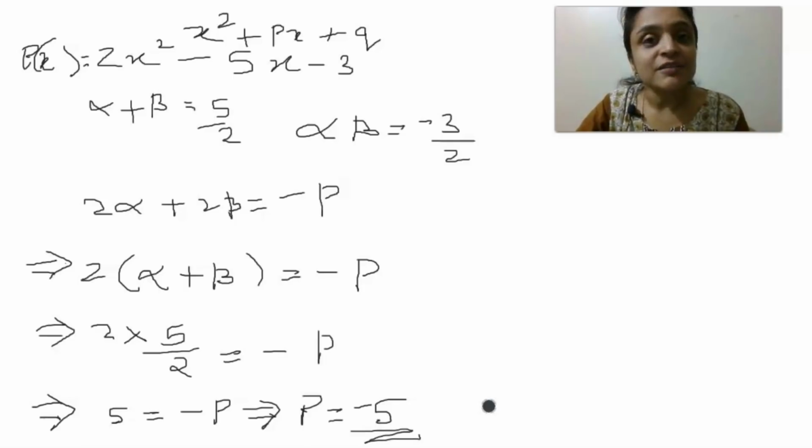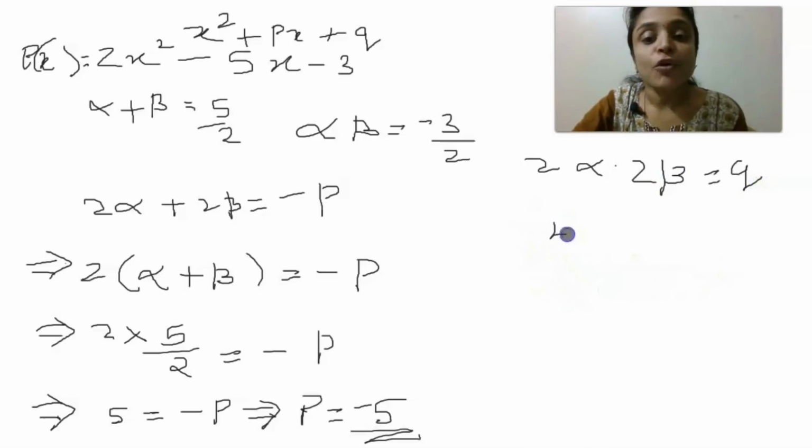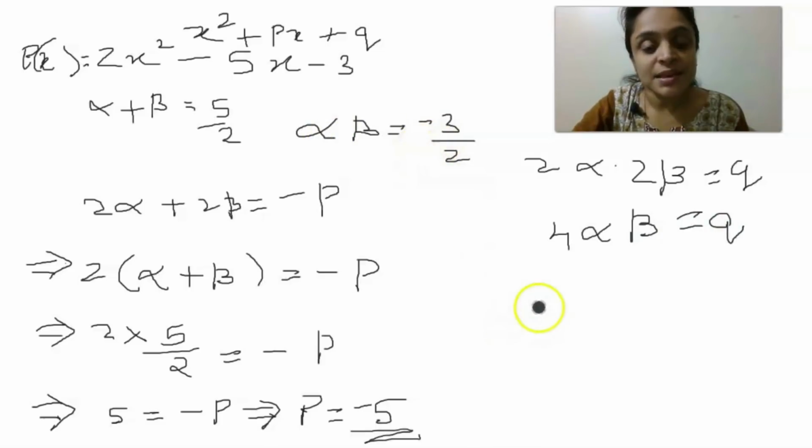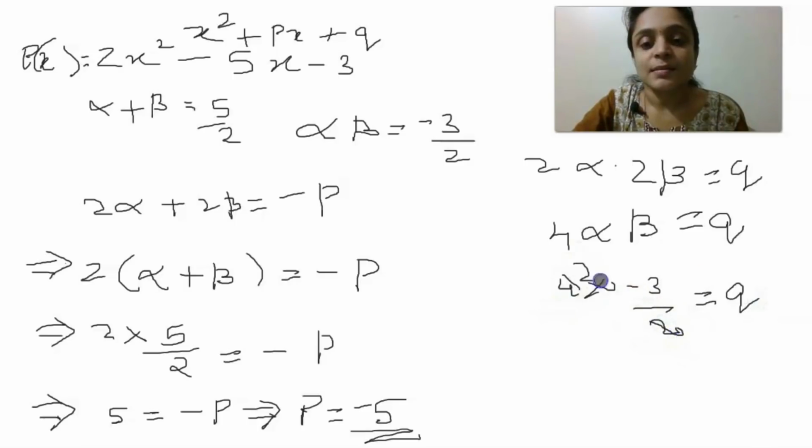Now we have to find the value of q. We have alpha beta equal to minus 3 by 2 and 2 alpha into 2 beta equal to q by 1. That is 2 alpha into 2 beta equal to q, which means 4 into alpha beta equal to q. But we got alpha beta as minus 3 by 2. So 4 into minus 3 by 2 equal to q. That is minus 6 equal to q. So what is q? q equal to minus 6. So we got p equal to minus 5 and q equal to minus 6.